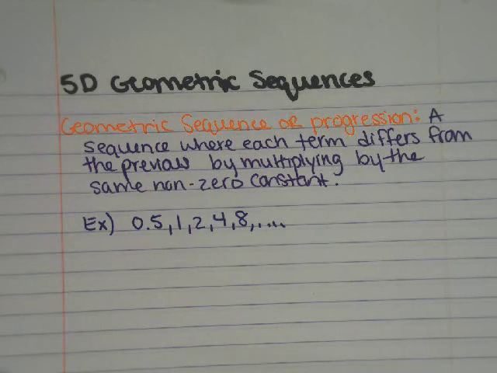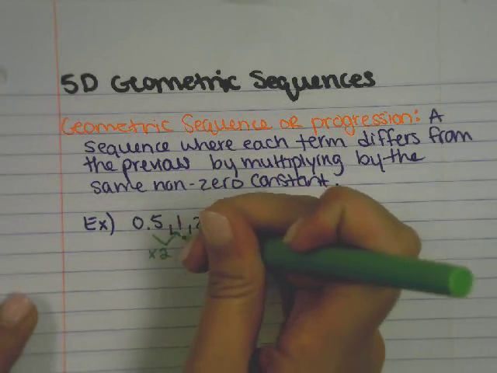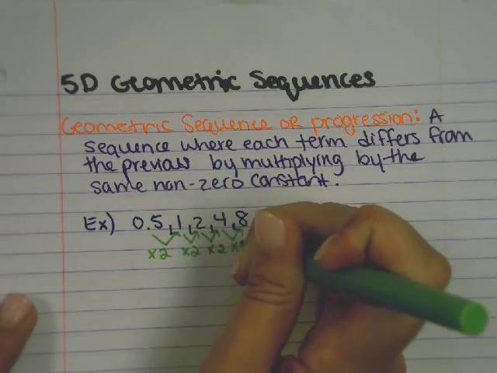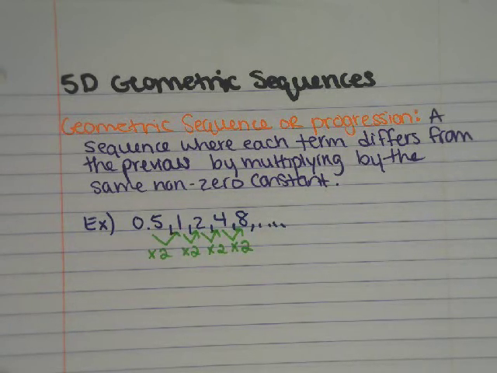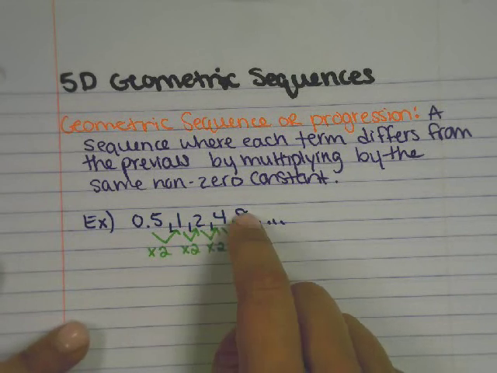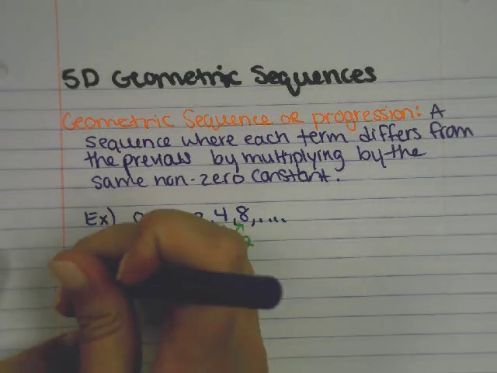0.5, 1, 2, 4, and 8. If we look at this, to go from here to here, you would multiply by 2. Same there, and that pattern continues. Okay, sometimes like this example, it's not too bad to pick up on. We know 2 times 2 is 4. We know 4 times 2 is 8. Other times it can be a little bit maybe trickier to pick up on.